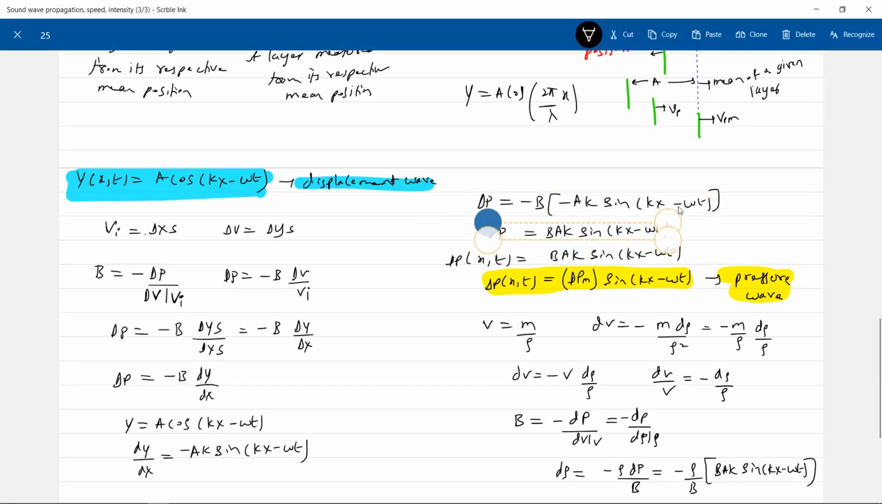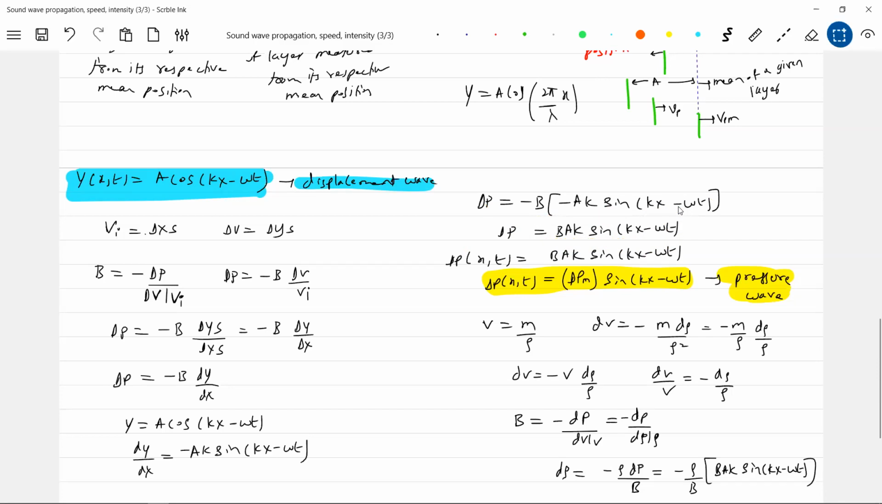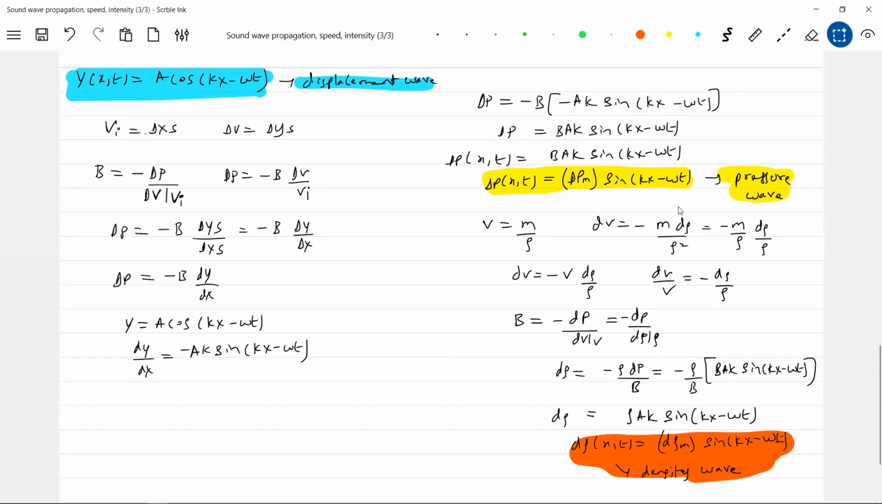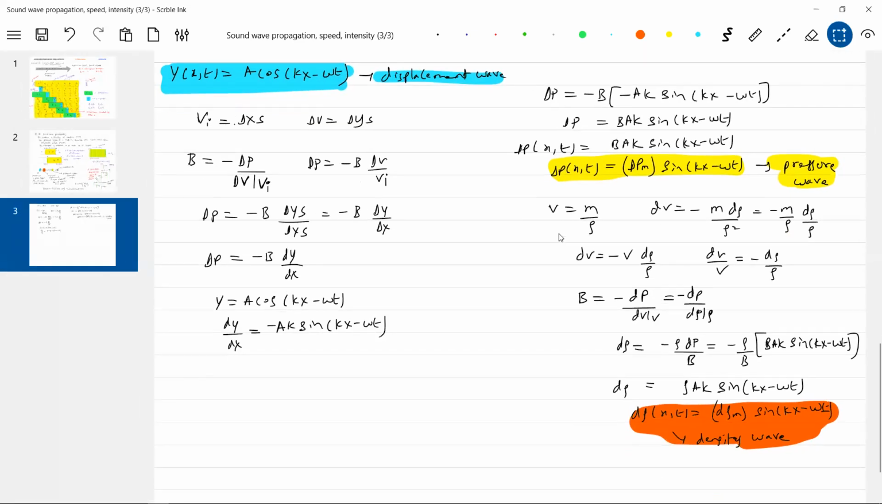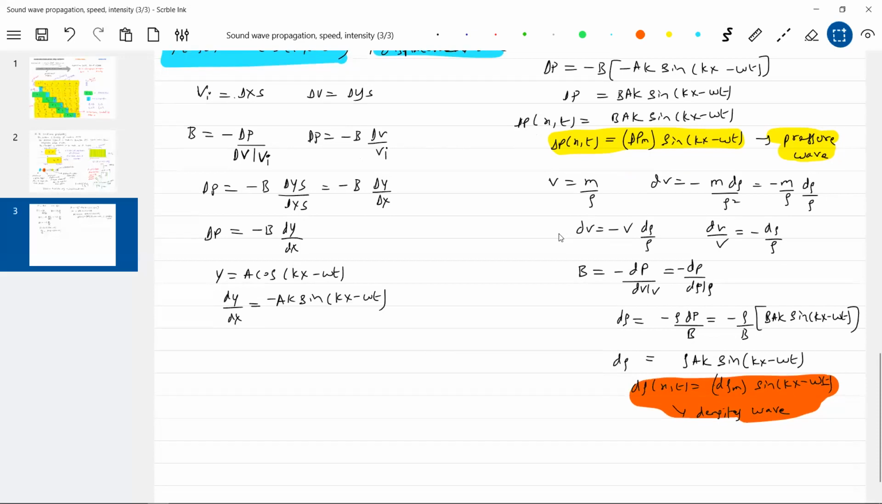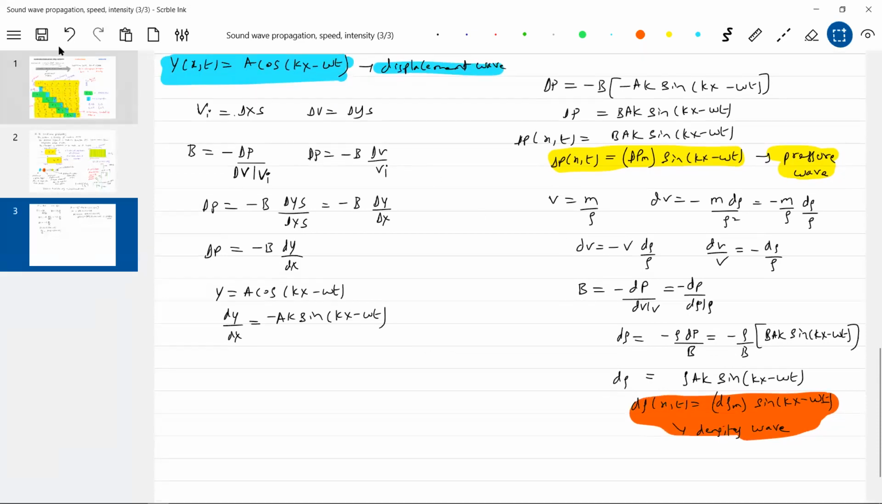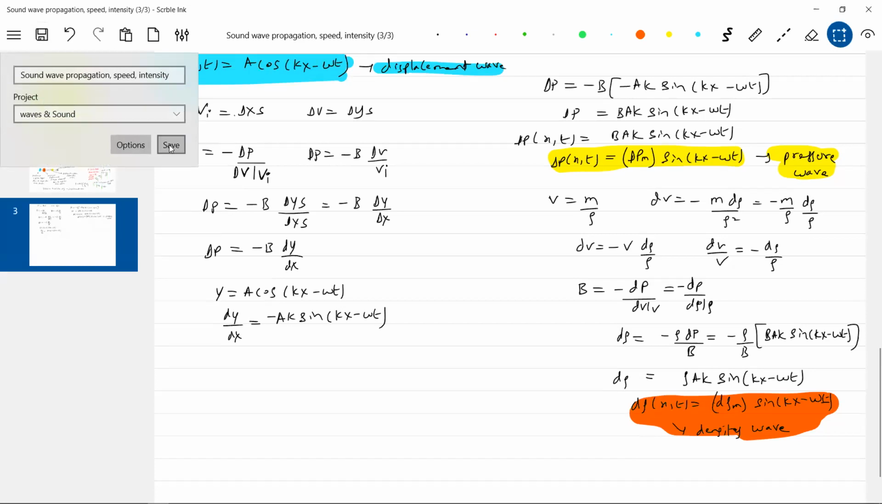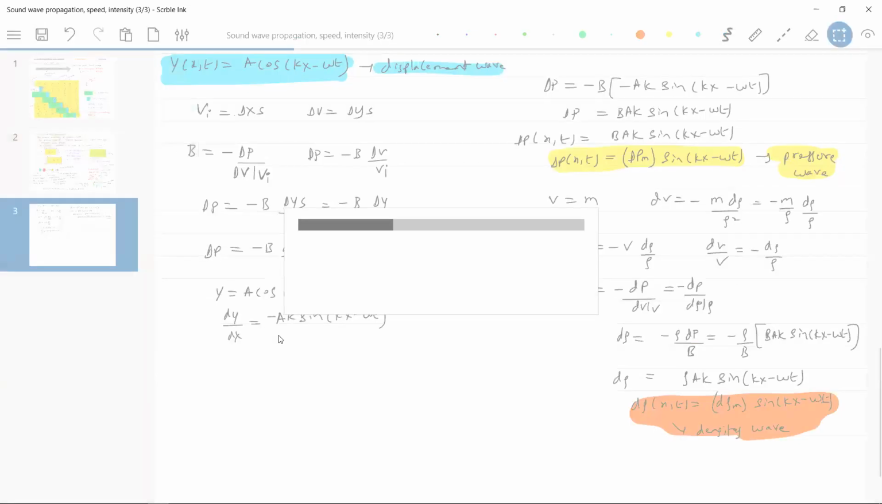Okay, everything. So now you can ask questions: what is this? You brought three waves, but actually it's a sound wave, and you're not talking about the sound wave. You're talking about the displacement wave, pressure wave, density wave. But where is the sound wave, sir? Your topic name is sound wave, and you are talking about the displacement wave, pressure wave, and density wave.